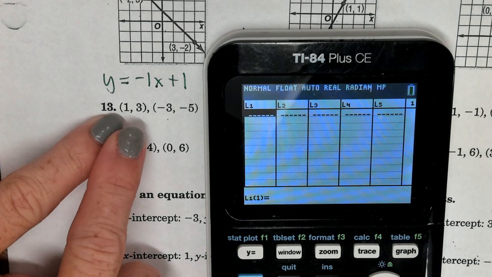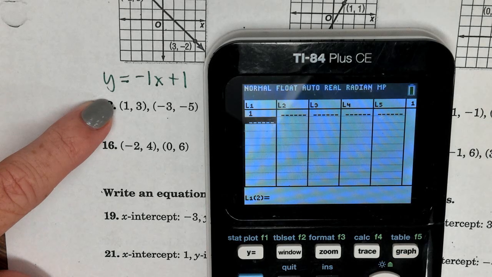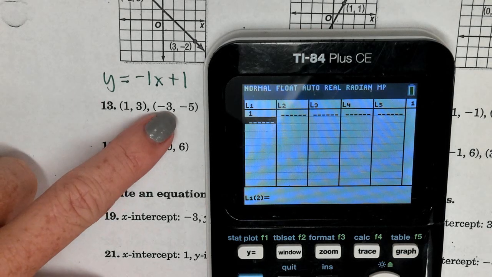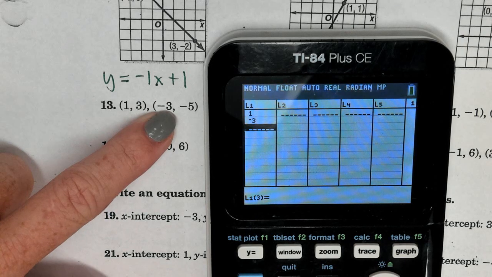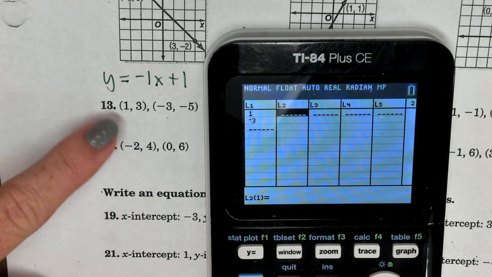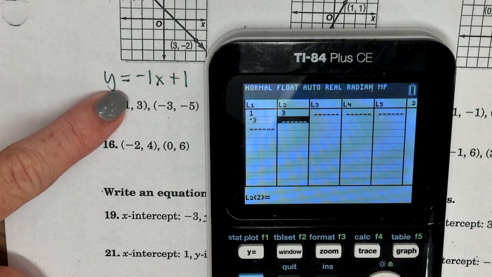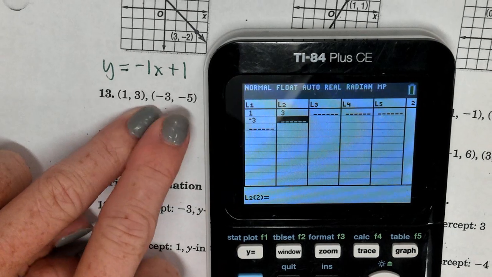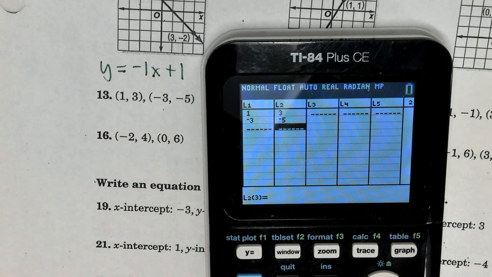And now we're going to go put in our new coordinates. So my first x value is 1. So you have to hit 1, enter. My next x coordinate is what? So I hit -3, enter. Now I go over to the L2, which is for the y's. When x is 1, y is 3, so I push 3, enter. And then when x is -3, y is -5. So I hit -5, enter. Does everybody have them in?